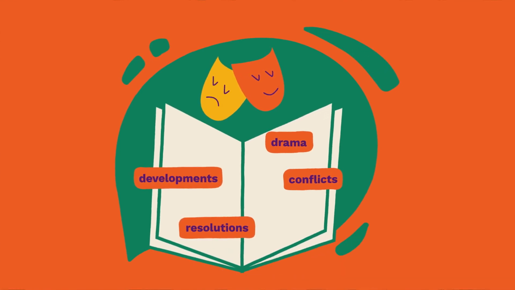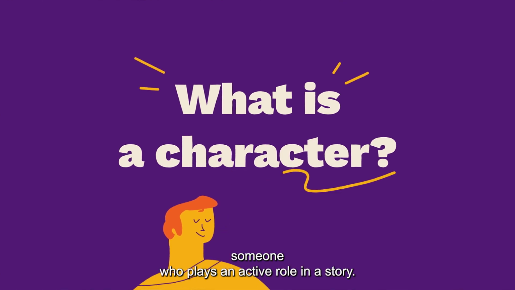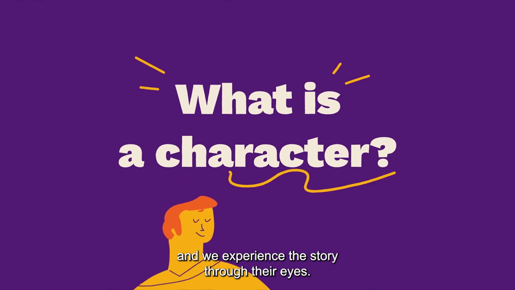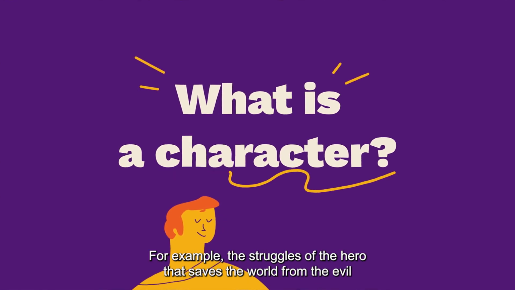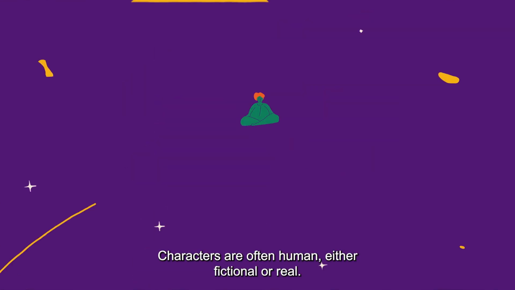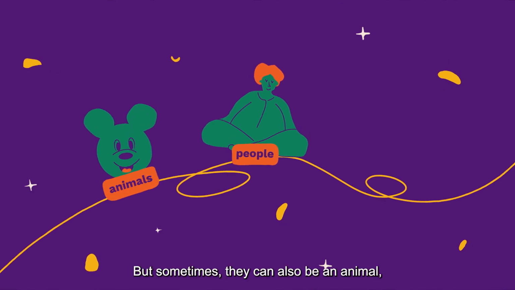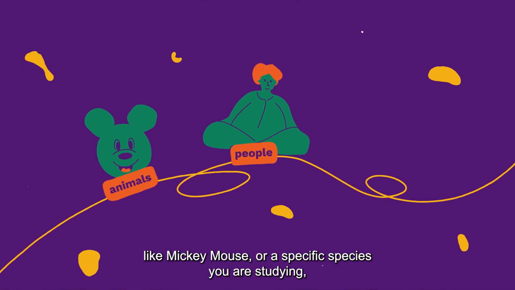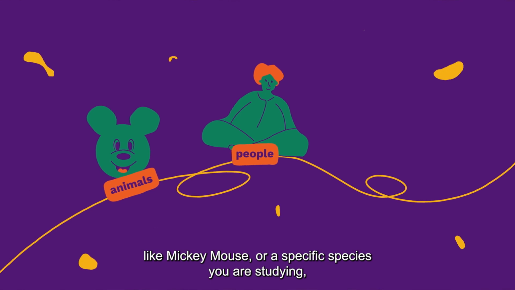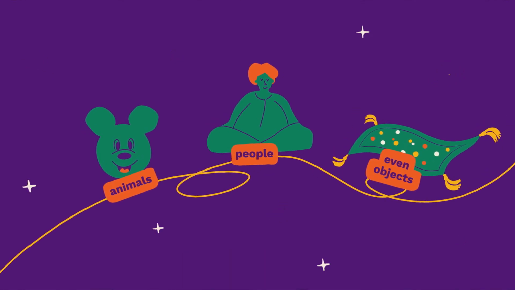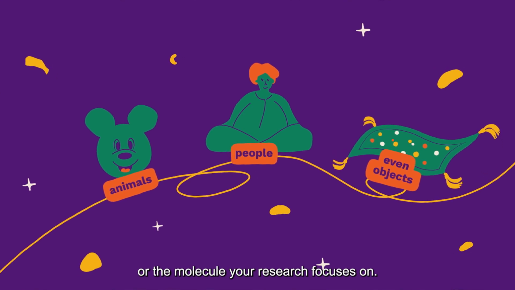Let's get started. A character is someone who plays an active role in a story. They usually become the drivers of the plot, and we experience the story through their eyes. For example, the struggles of the hero that saves the world from the evil villain. Characters are often human, either fictional or real. But sometimes they can also be an animal, like Mickey Mouse, or a specific species you are studying. Or else it can be an object, like the magic carpet from Aladdin, or the molecule your research focuses on.